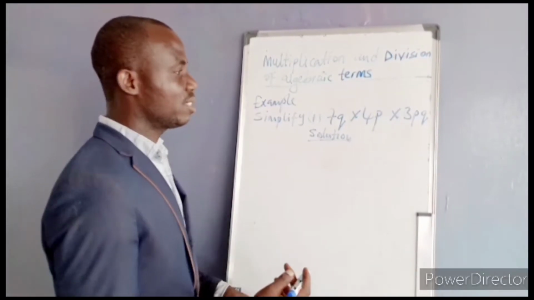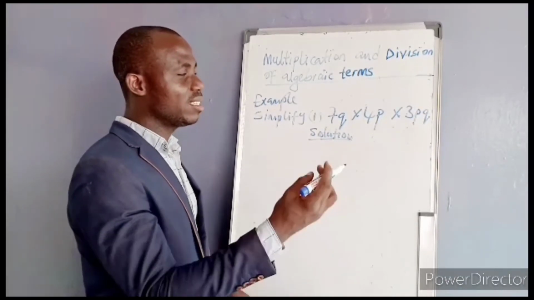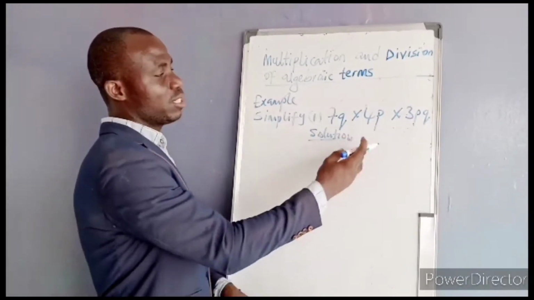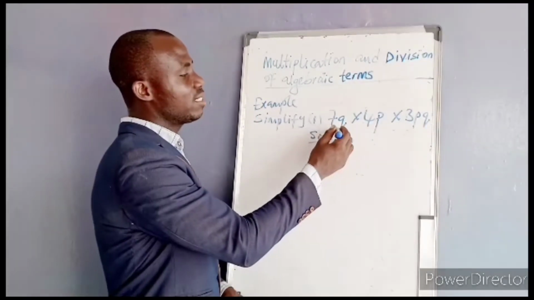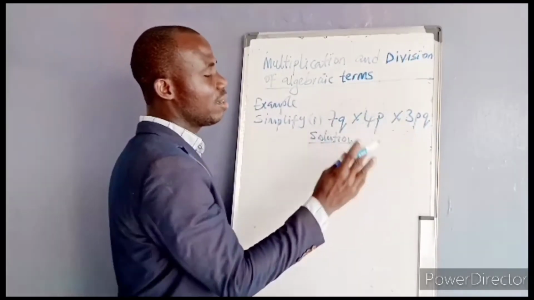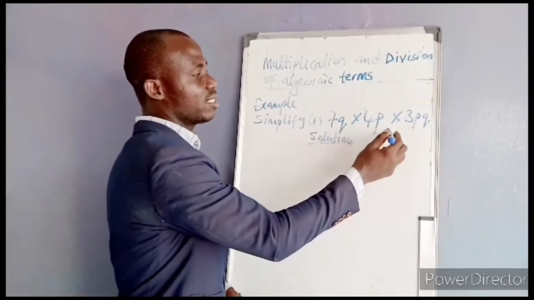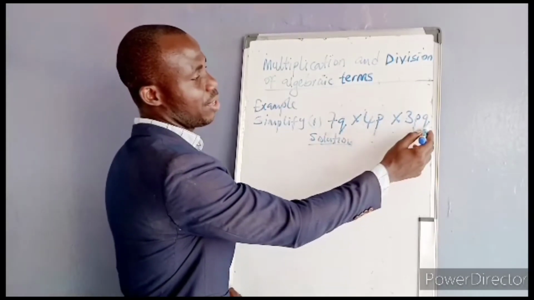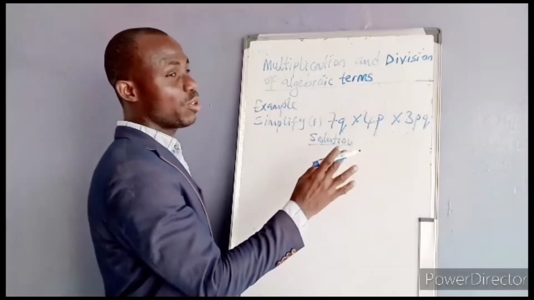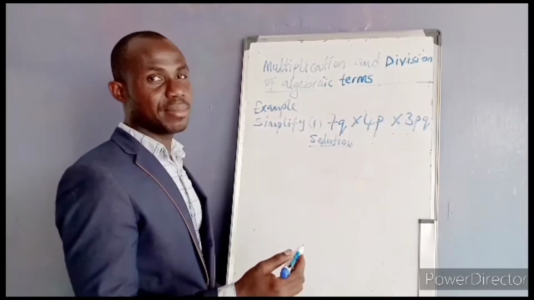I told you that in addition and subtraction of algebraic terms, you add the coefficients. But in multiplication, they are different. This time around, we recognize each number to be together, they are alike. The letters are also alike. As we have here, we have Q, we have Q. They are the same. So I'm going to multiply them separately. P is here, P is here, also going to multiply them separately.